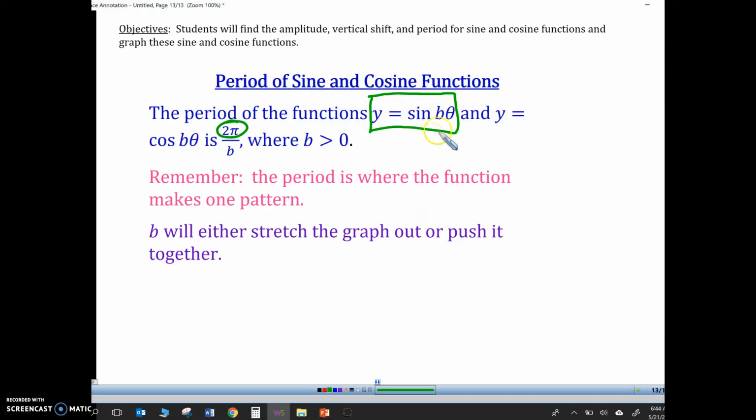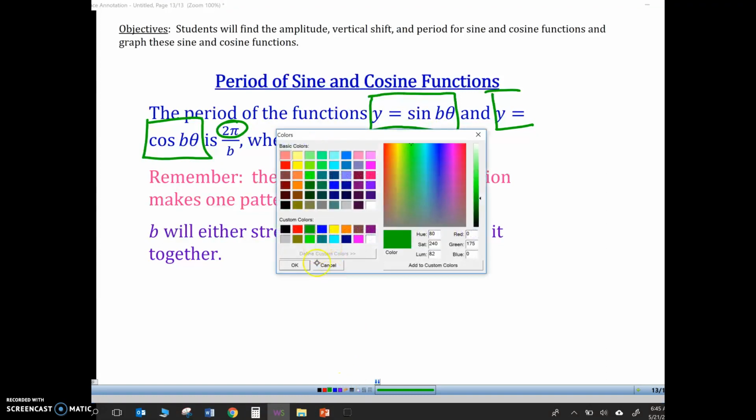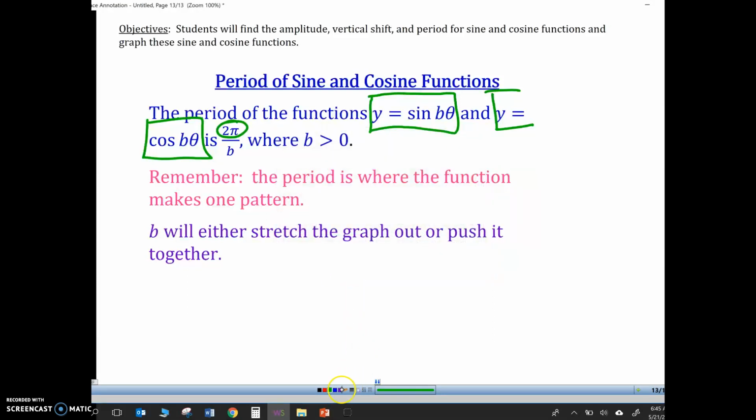So here y equals sine b theta, and y equals cosine b theta. Just notice that the b value is going to affect our period. So how do you calculate your period? Whatever your b value is, you're going to take that and divide 2 pi by that. So divide 2 pi by whatever b is.